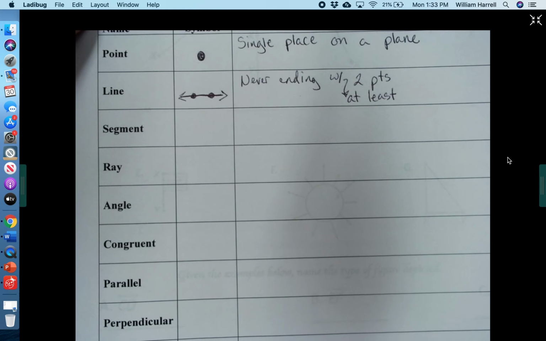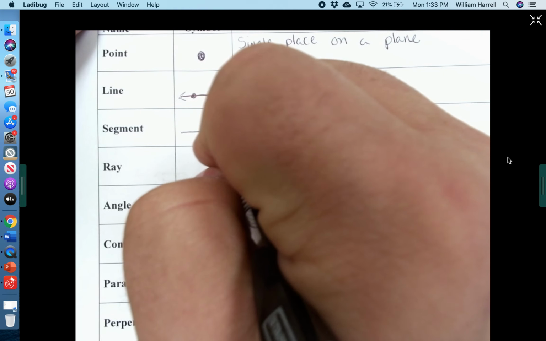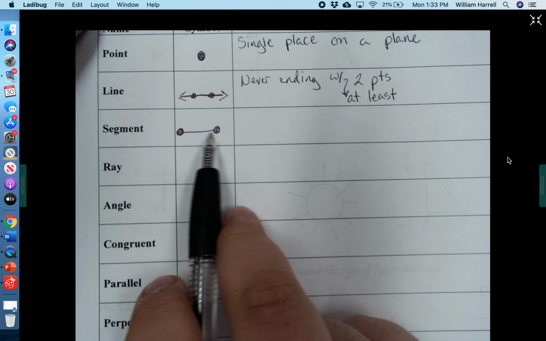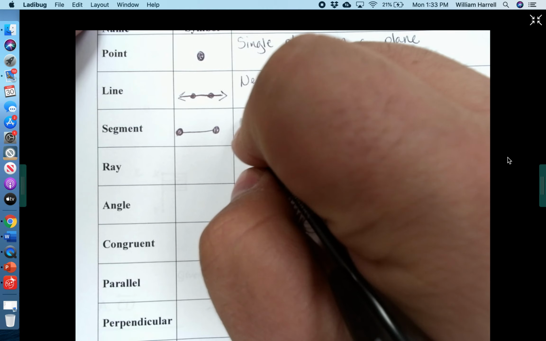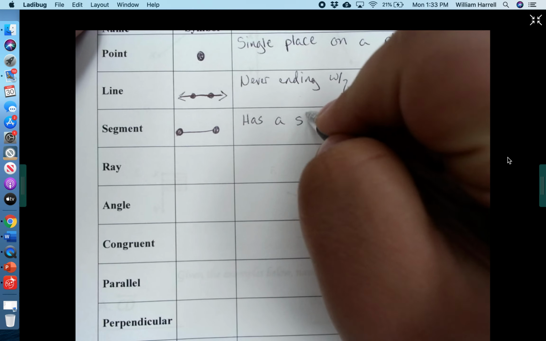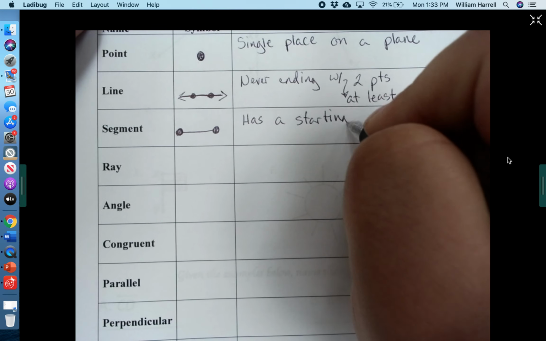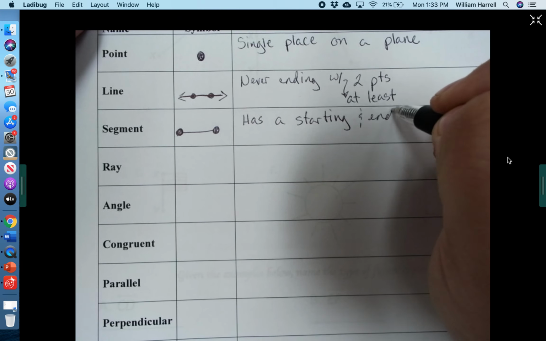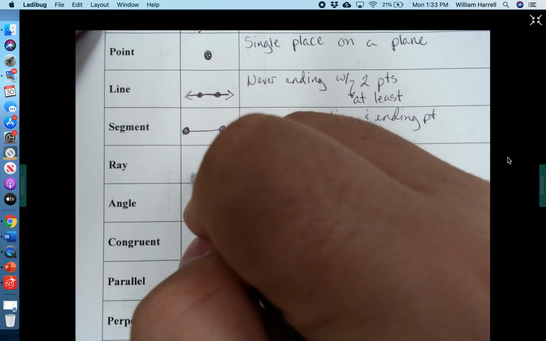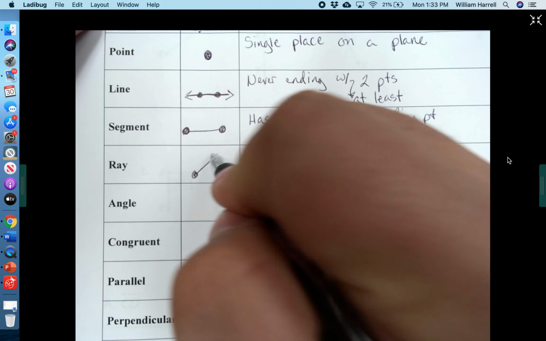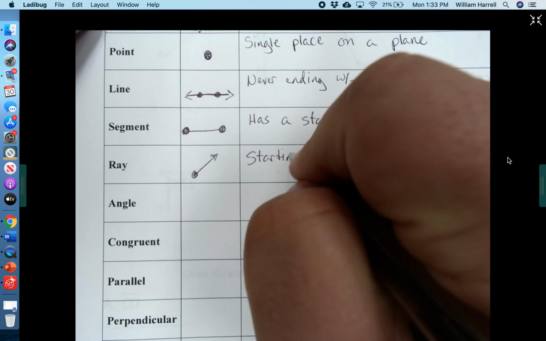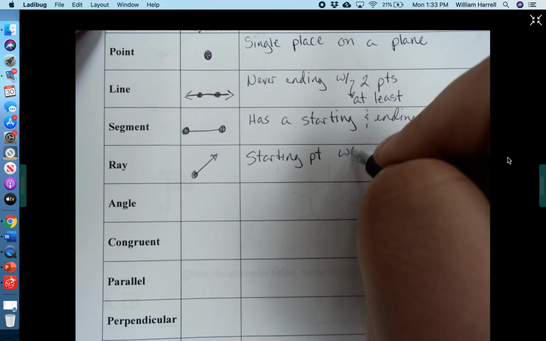Okay, so a segment, essentially think of a segment as a line, again, with a starting point and a stopping point. So a segment has a starting and ending point. A ray starts and keeps on going. So it has a starting point with no end.